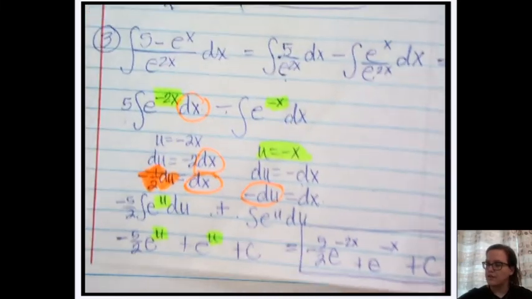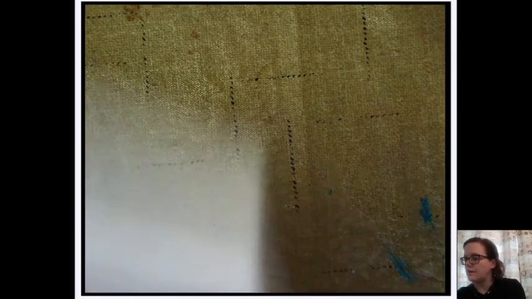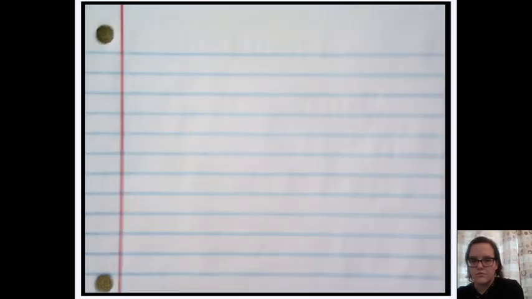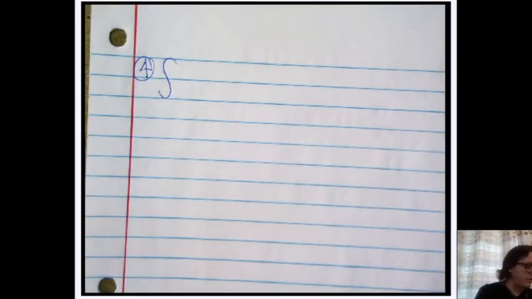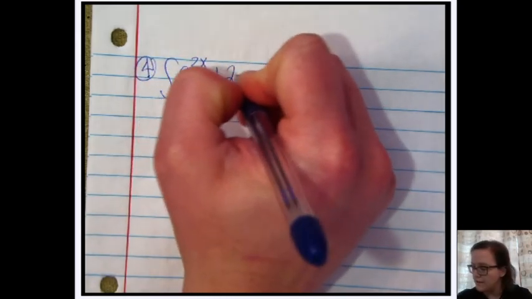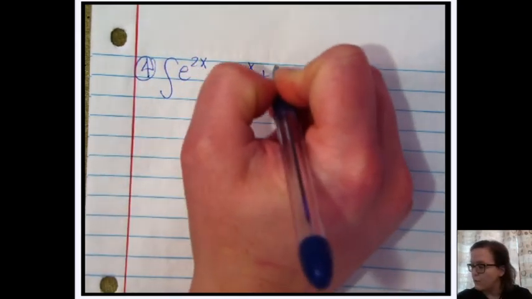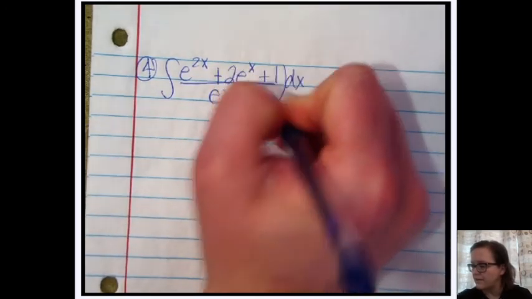So let me know if you have questions on that one. And then a couple more. So this one's going to look pretty scary to start with, but it's really not that bad. We have the integral of e to the 2x plus 2e to the x plus 1 all over e to the x dx.